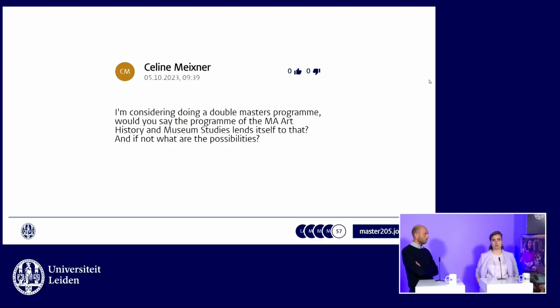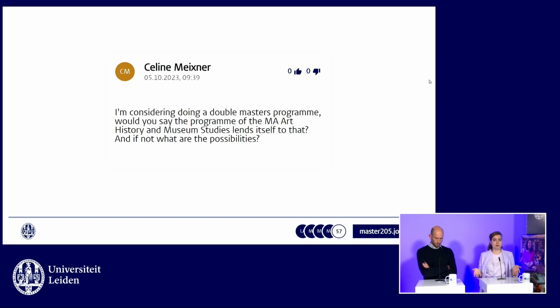Okay. I'm considering doing a double master's program. Would you say the program of the MA Arts and History and Museum Studies lends itself to that? And if not, what are the possibilities? I would say that the MA Art History and Museum Studies is a program that is so closely intertwined that a double master's program doesn't make sense. Also, you wouldn't do a double master here. It would be one master's degree with 2 tracks. But I think it's not possible because there's a lot of overlap. Like, we have 2 courses that are completely the same for both programs. So it doesn't make sense to do the double track.